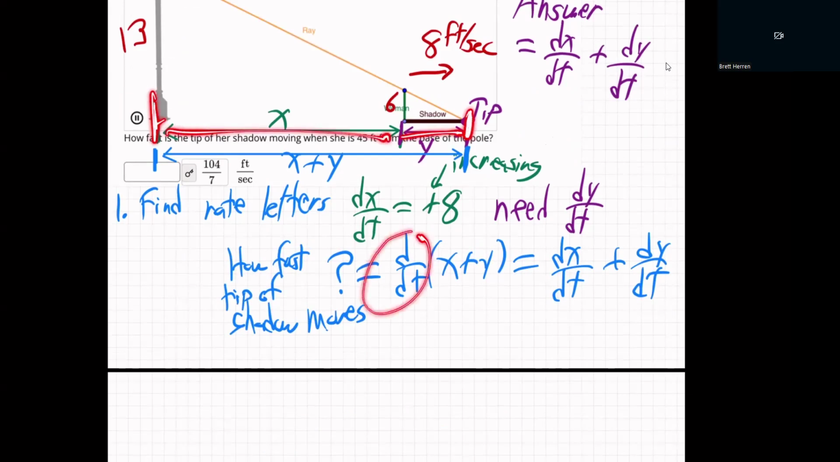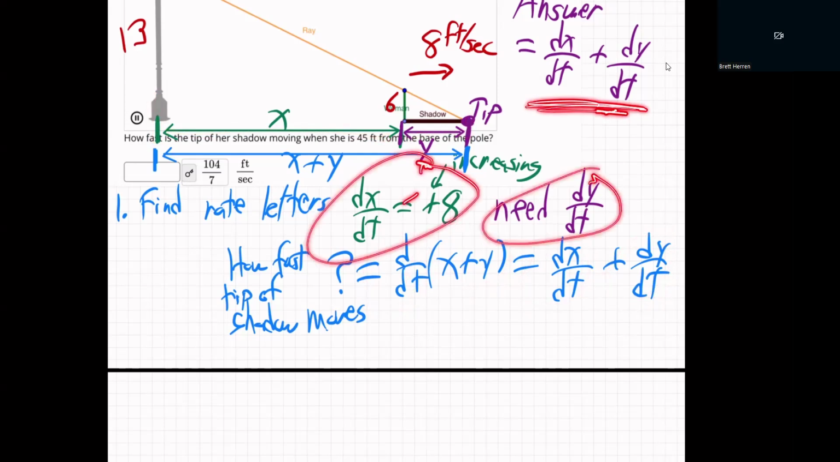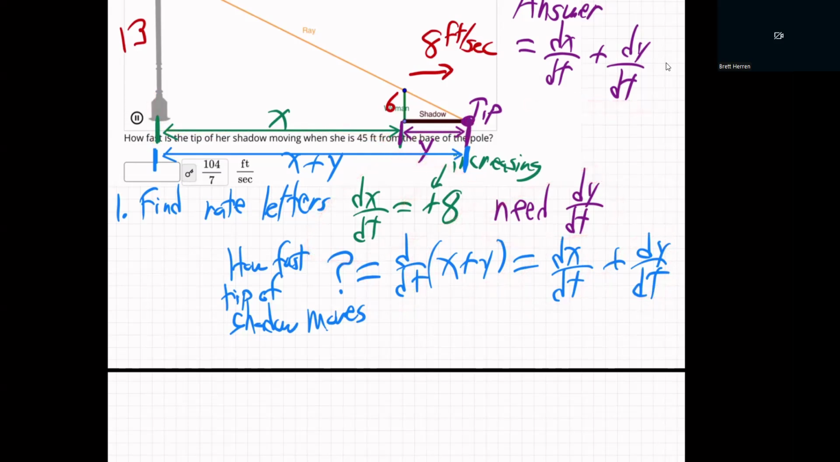It's the derivative with respect to time of x plus y, which is dx/dt plus dy/dt. That's why I say our final answer is going to be whatever dx/dt plus dy/dt is. We already know dx/dt. We need to find dy/dt. All right, that's important.